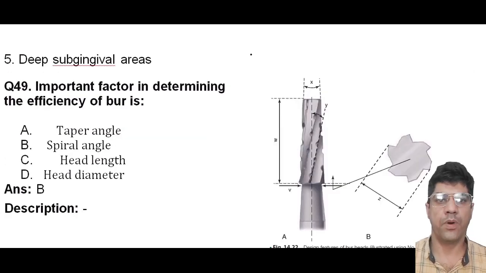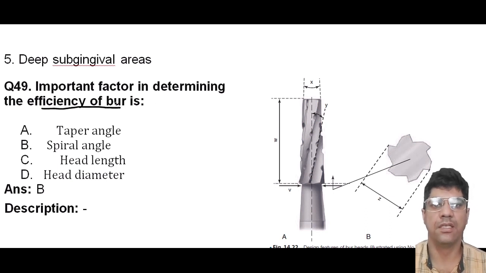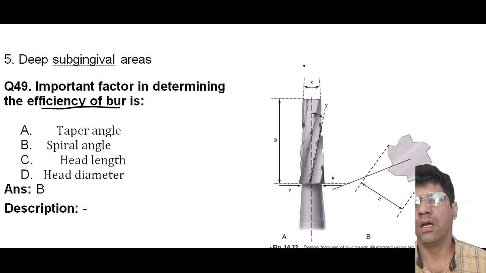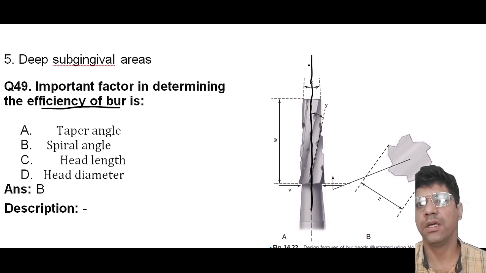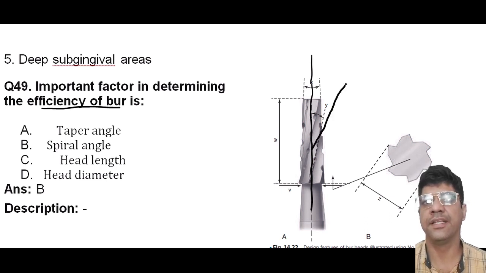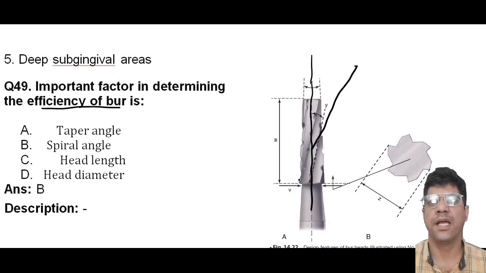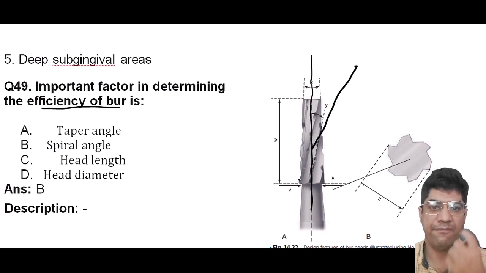Moving to the question: important factor in determining the efficiency of the burr. The answer is spiral angle. The spiral angle is the angle formed by the long axis of the burr and the helical flutes or ridges on the burr surface. Suppose this is the burr, this is its long axis, and these are the helical flutes or ridges on it. This angle is known as the spiral angle.